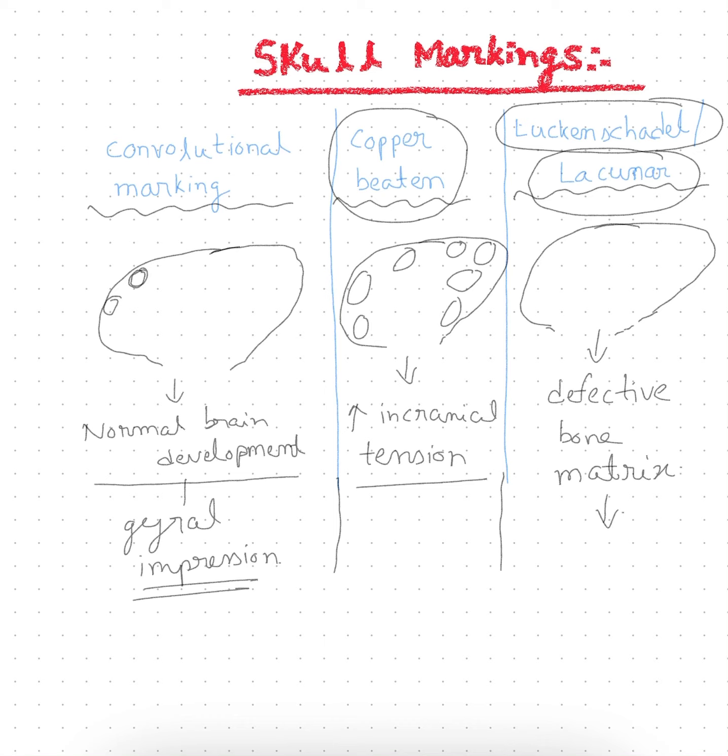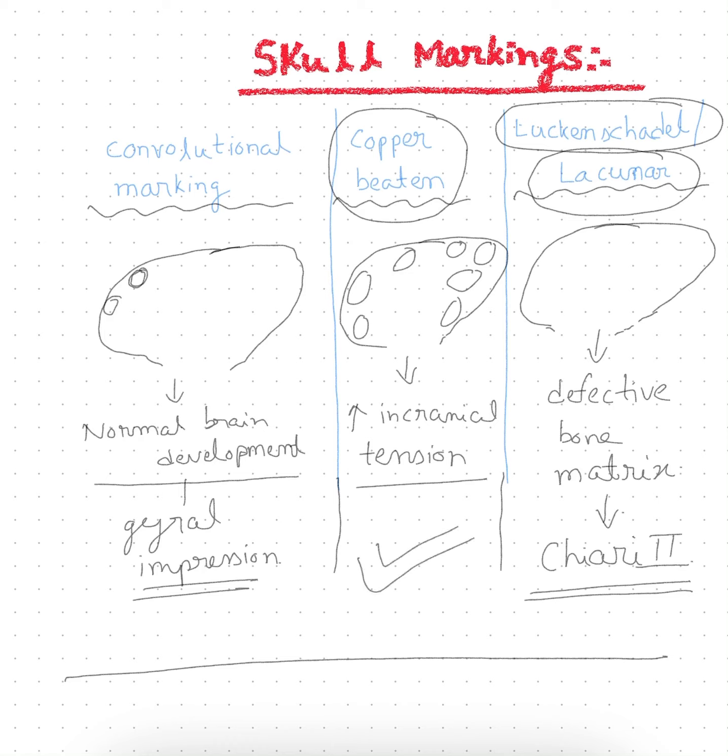It is associated with Chiari 2 malformation or the neural tube defects. We discussed that the Chiari 3 malformation was associated with the Clausen syndrome. So these are the types of skull markings which can be differentiated on the basis of CT scan, in which we can see either the defective bone matrix or the gyriform impression. It is located only on the posterior aspect or on both the anterior and the posterior aspect.